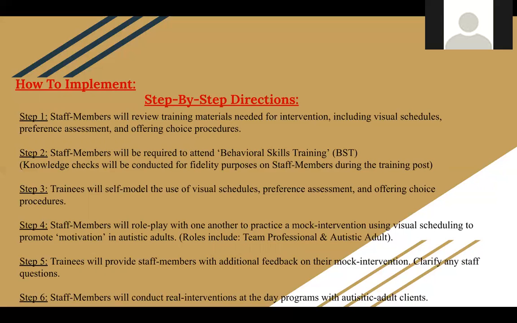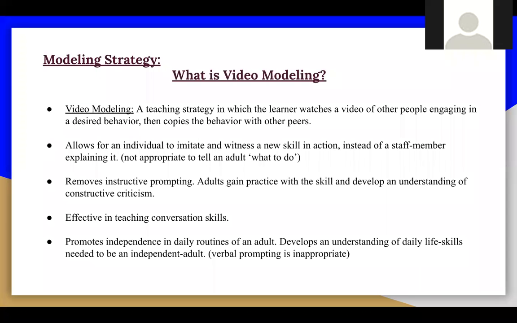Step 4, staff members will role play with one another to practice a mock intervention using visual scheduling to promote motivation in the autistic adults. Roles could include the team professional and autistic adult. Step 5 will be trainees that provide staff members with additional feedback on their mock intervention. This will clarify any staff questions. And finally, step number 6, staff members will conduct real interventions at the day programs with autistic adult clients.